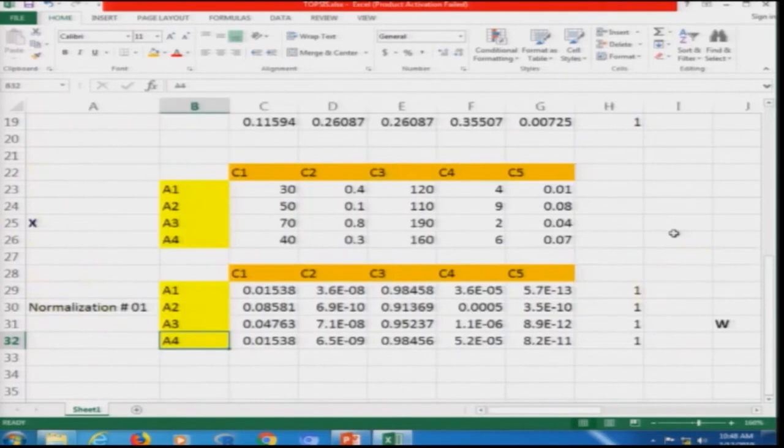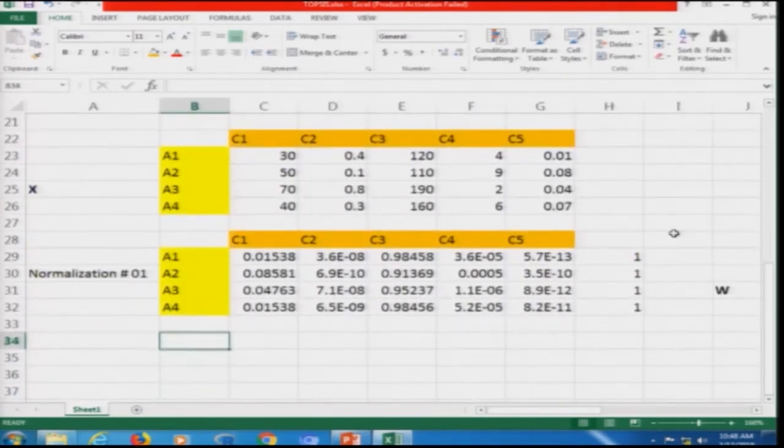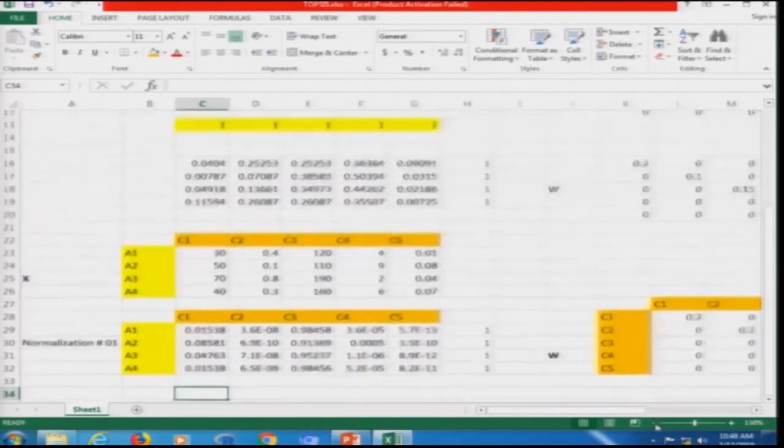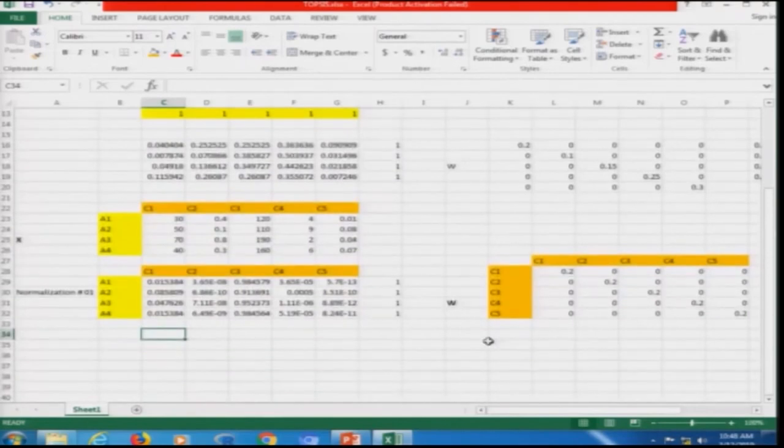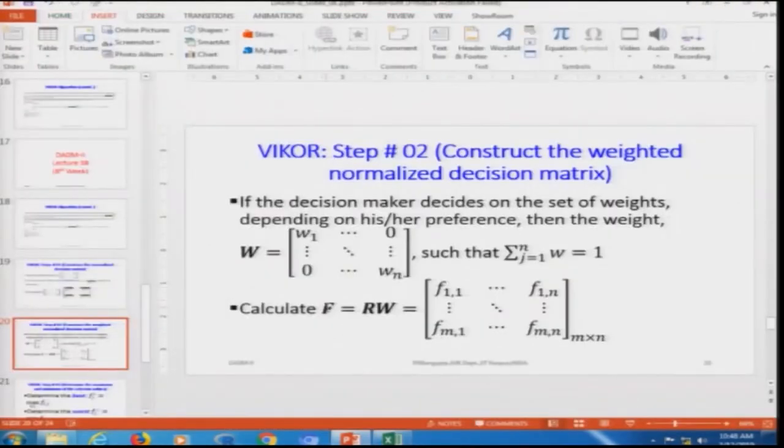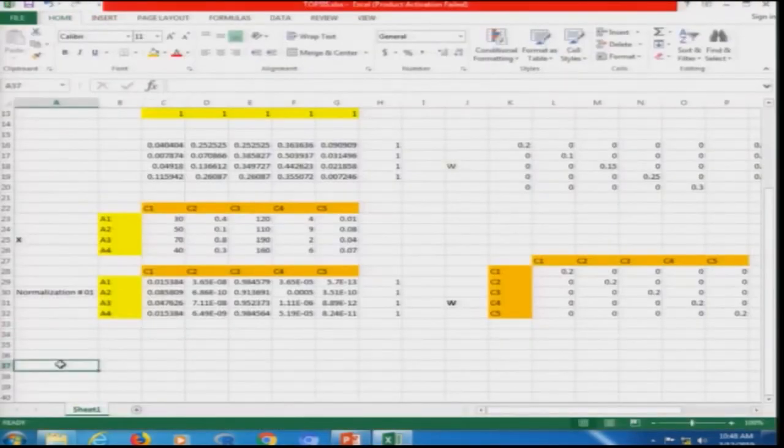Now, once the weights are done, what does it give? I have to find out the manipulated value. So, I will reduce the view. So, I will multiply them. So, I need to find out F. So, let me put it F. The normalization step 1 I can change.